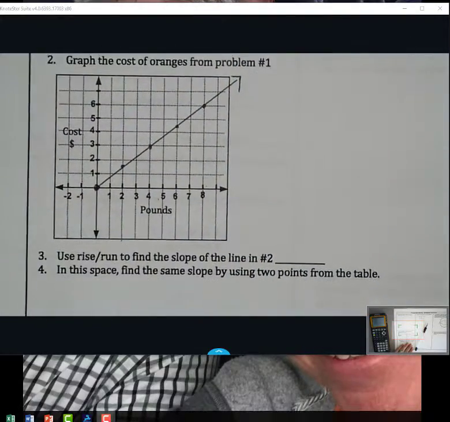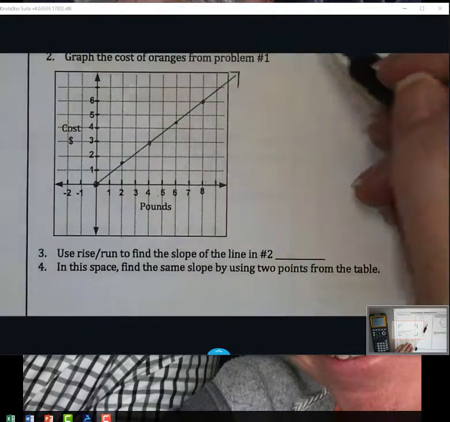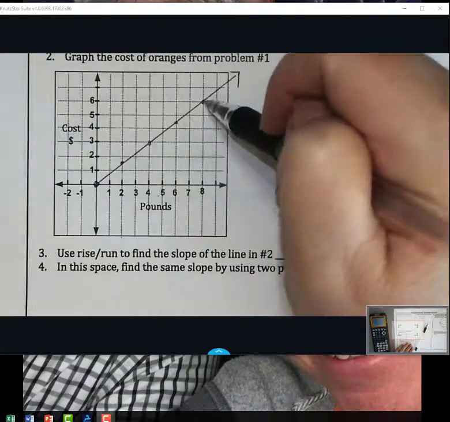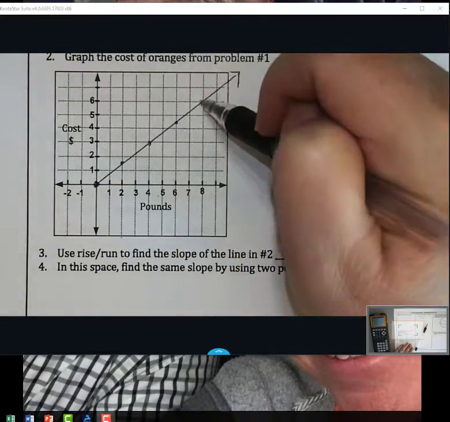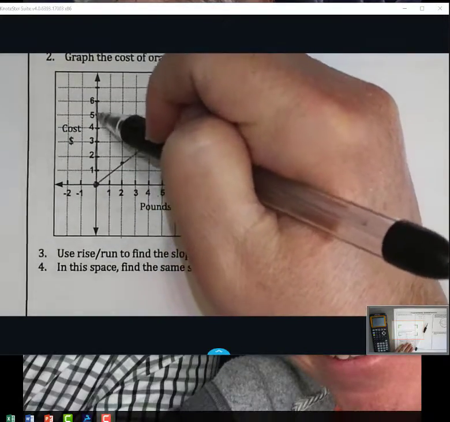Okay. Use the rise over the run to find the slope of the line in number 2. So the rise over the run. So if I go from right here to right here, that means I have to go up 6.